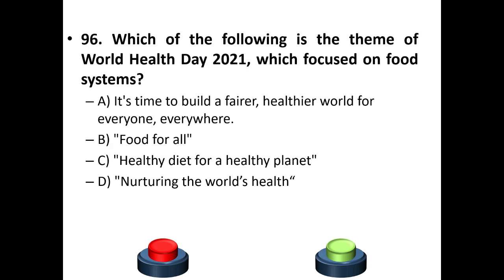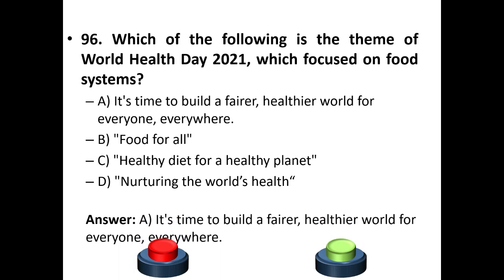96. Which of the following is the theme of World Health Day 2021, which focused on food systems? It's time to build a fairer, healthier world for everyone, everywhere. Food for all. Healthy diet for a healthy planet. Nurturing the world's health. Which is the answer? Your answer is option A. It's time to build a fairer, healthier world for everyone, everywhere.